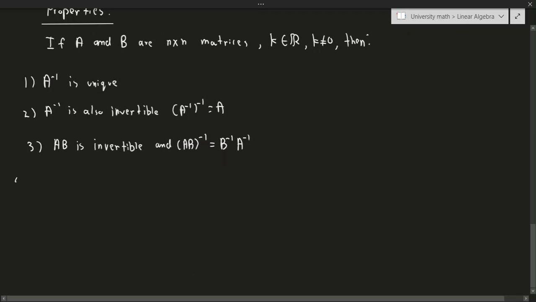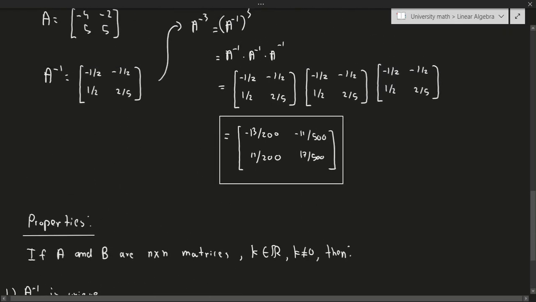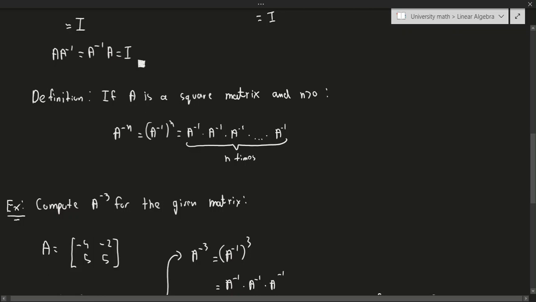Next, A to the M is invertible. Let me clean that up a little bit. And A to the M, to the minus 1, is equal to A to the minus 1, to the M. So A to the M inverse is equal to A inverse to the M. We talked about this earlier in the little theory right here, so this is the exact same thing.